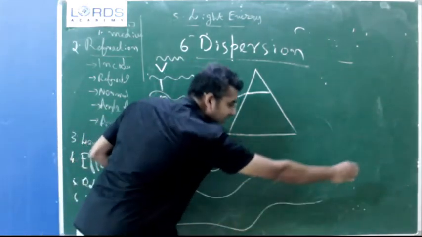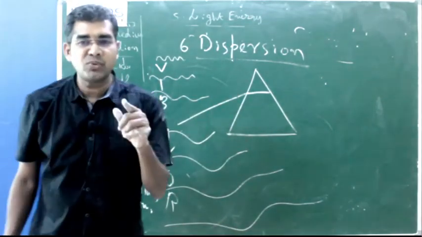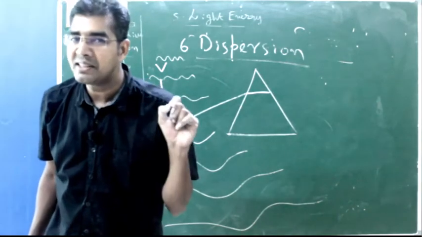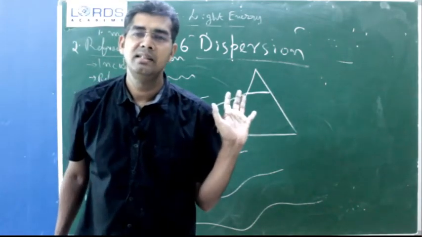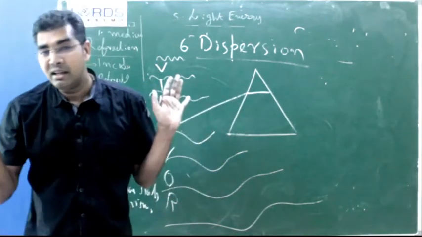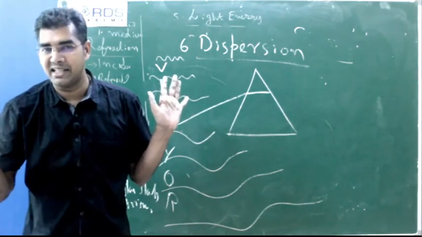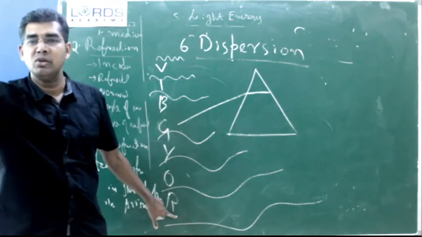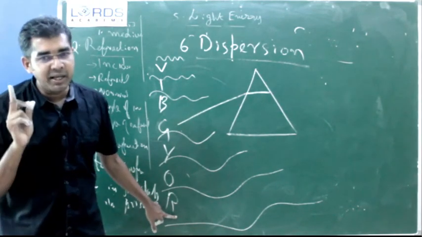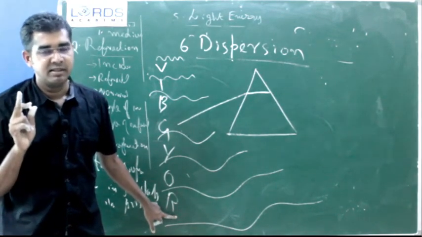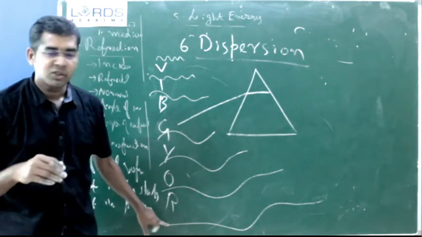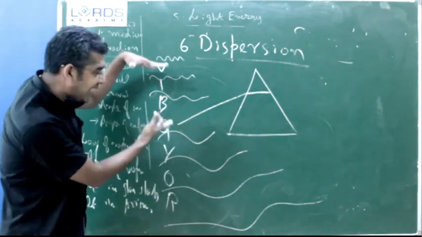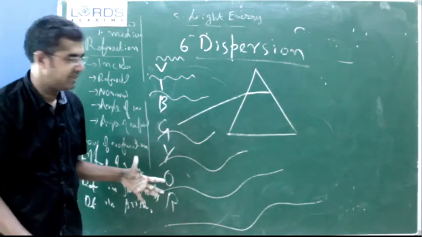Red has too much. That's why we are using red in where? In signals. Why? It has more wavelength. It can be seen from far. Are you with me? Yeah. That's why we are using it. So our colors have different wavelengths.